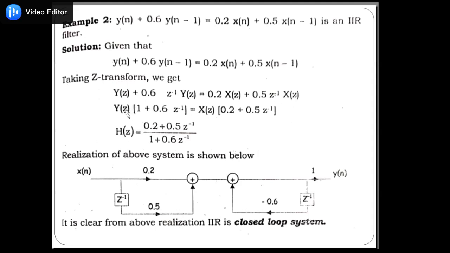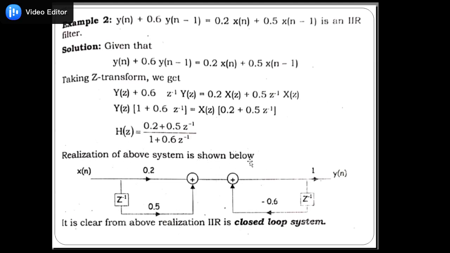Y(z) will be common from this equation. Then we generate 1 plus 0.6 z to the power minus 1, which is equal to X(z) common from this side, then 0.2 plus 0.5 z to the power minus 1. When you take Y(z) divided by X(z), that will generate H(z). H(z) is equal to 0.2 plus 0.5 z to the power minus 1 divided by 1 plus 0.6 z to the power minus 1.